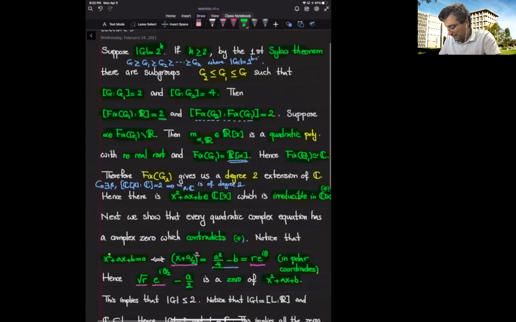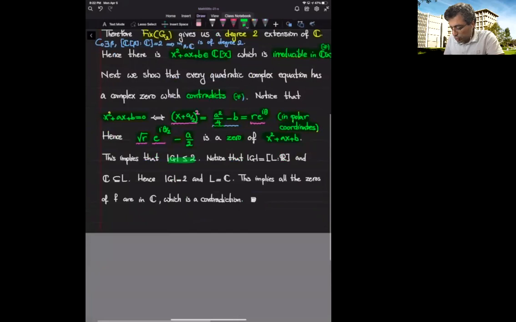And that means the cardinality of the group G is at most 2. But remember, G is the group of automorphisms of the field extension L over R, and L over R is a Galois extension, so that's the same as the degree of the extension. So the degree of the extension L over R is either 1 or 2. It cannot be 1 because L contains complex numbers. So it should be 2, and L is the set of complex numbers.